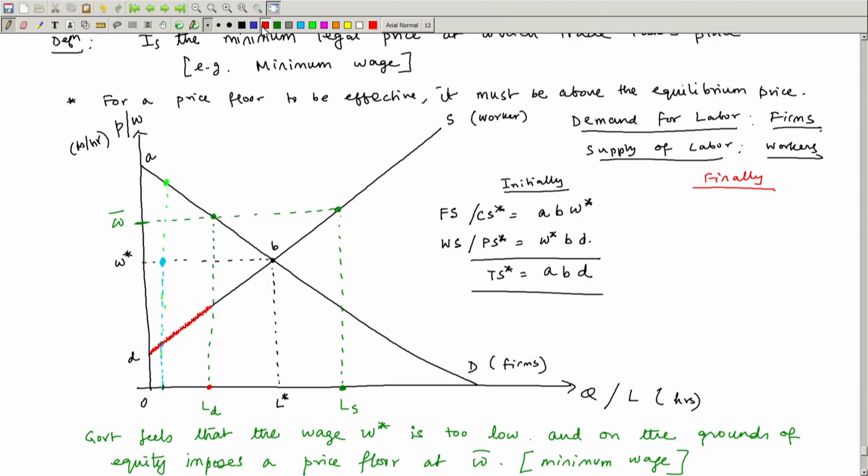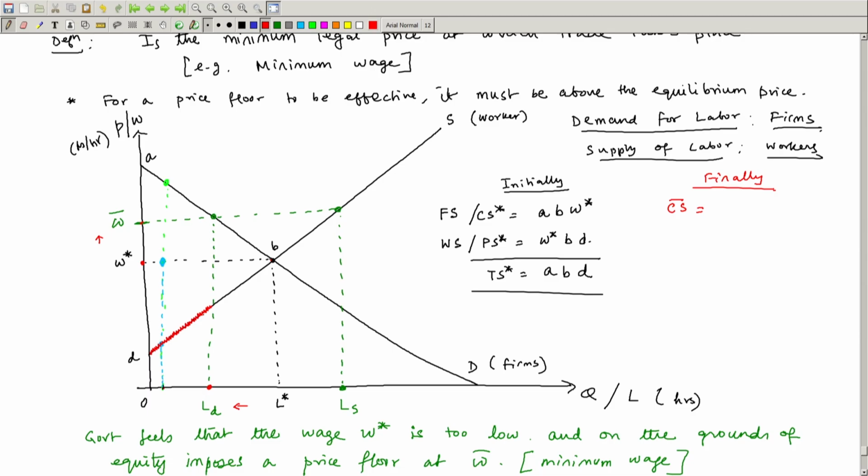Now, let us think of what the firm surplus is with the price floor. Previously the firms were paying W star and were employing L star workers. Now, the firms are paying W bar, right. So, the wage has gone up and they are employing LD workers. So, they are paying more and employing less. So, that can't make the firms happy.